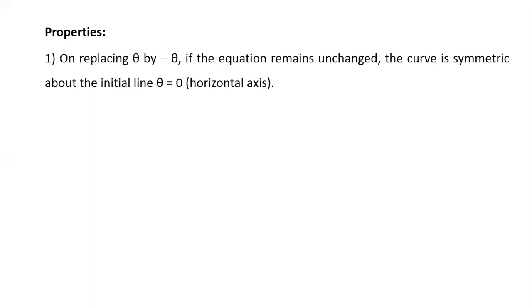Property one: on replacing theta by minus theta, if the equation remains unchanged, the curve is symmetric about the initial line or horizontal axis. It will not be appropriate to call it the x-axis because in polar there is no x and y. That's why we are calling it the horizontal axis. So this is the criterion for symmetry about the horizontal axis.